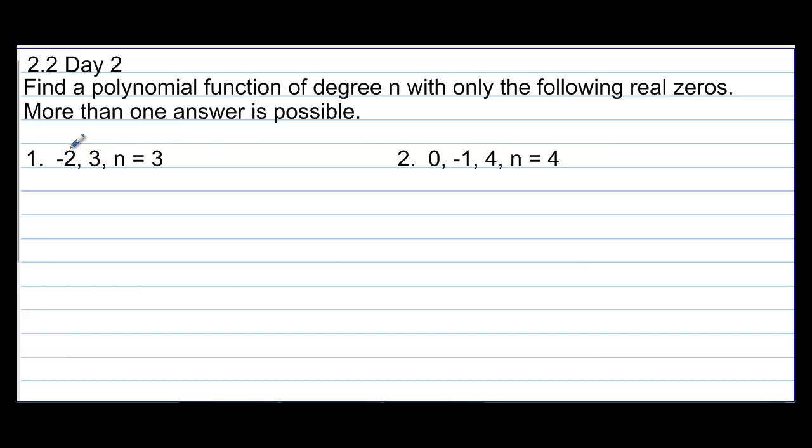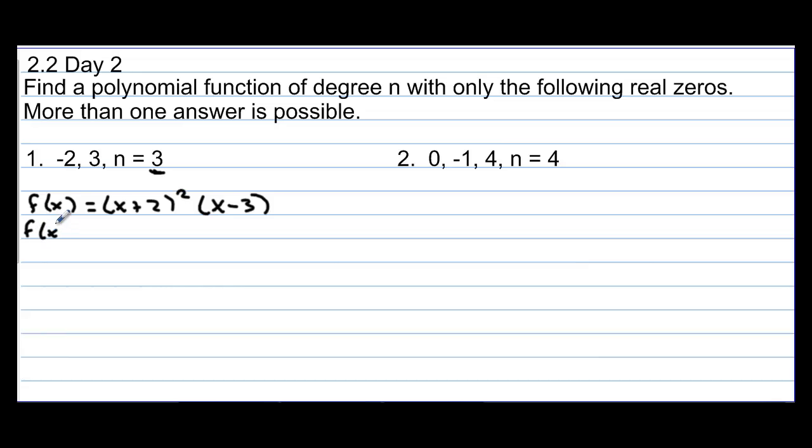Now there's only two zeros listed, and we need 3 total zeros. Either I'll have to count this zero twice or this zero twice. So the polynomial f of x is going to be equal to x plus 2 squared times x minus 3. Now I can either put the squared on the x plus 2 or put the squared on the x minus 3. Zeros are the values that make the factors 0, and that's why we need x plus 2. -2 makes x plus 2 0, and positive 3 makes x minus 3 0.